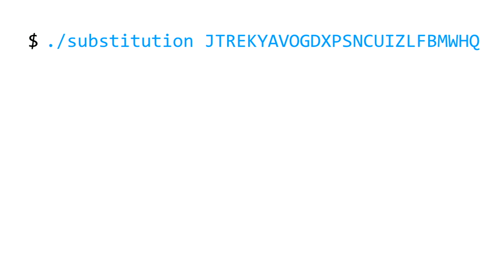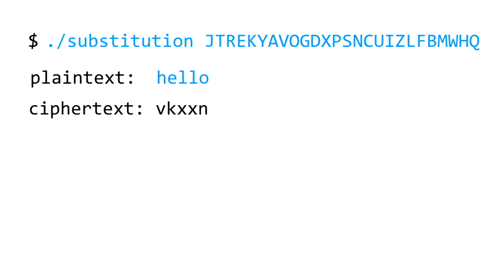Of course, your program should be able to support plaintext that isn't just uppercase characters. So if we were to instead call ./substitution followed by the same key, and the plaintext were hello in all lowercase letters, then the output should still be VKXXN, but the characters should be lowercase. The case of the plaintext should be preserved.